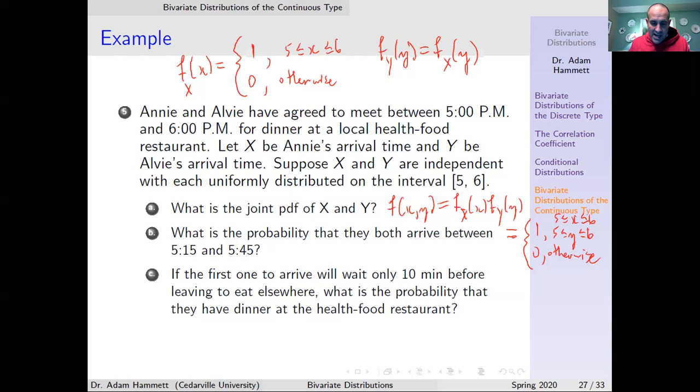And the last question we're going to answer is, if the first one to arrive will wait only 10 minutes, right? So whoever arrives first is only willing to wait 10 minutes for the other person before leaving to eat elsewhere. What is the probability that they both have dinner at the health food restaurant? So that's another question we're going to answer here.